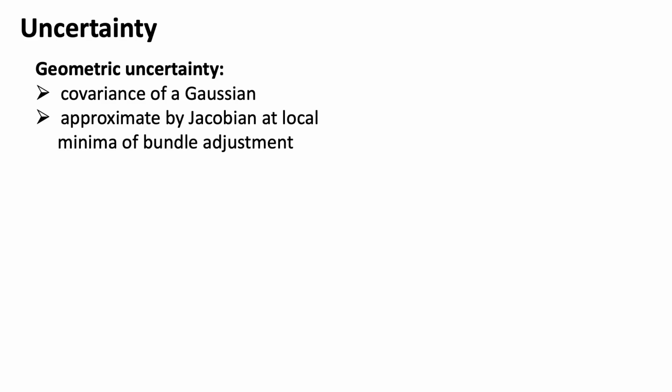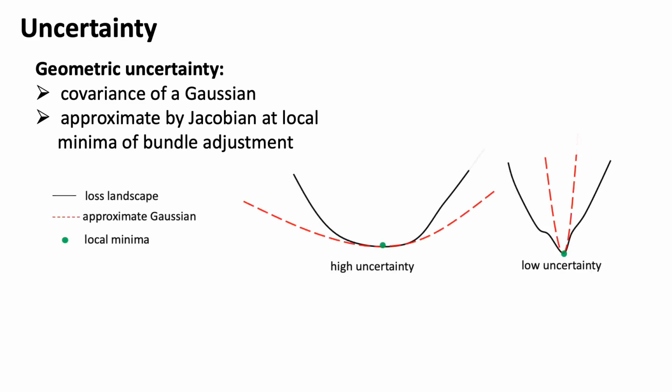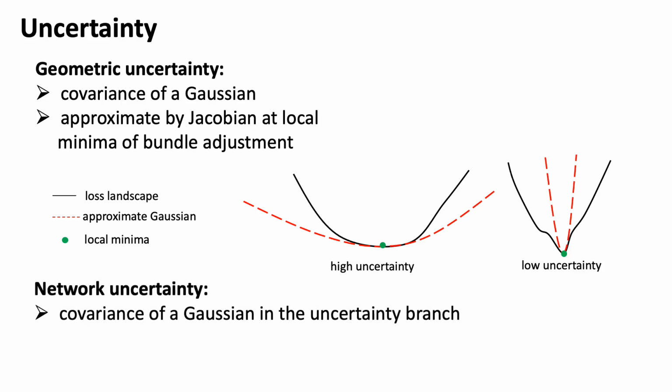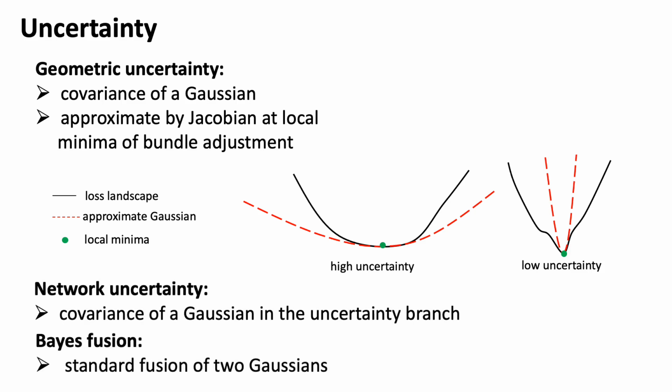We use the classical way to estimate the uncertainty of the geometric solution. It estimates the covariance of the underlying Gaussian distribution by looking at the shape of the loss function around the optima. The covariance can be efficiently approximated using the Jacobian matrix. The network uncertainty is also predicted as covariance. The two solutions are then fused using Bayes' rule, which is trivially differentiable.